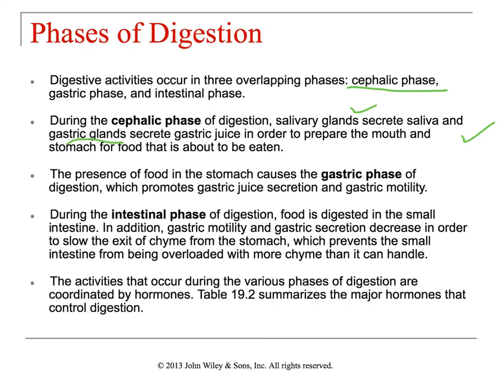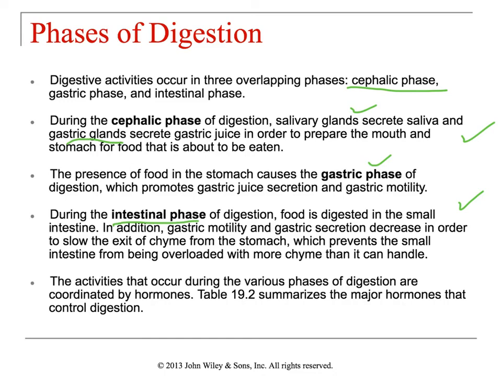Okay, so after you eat the food, it hits the stomach, and that leads to the gastric phase of digestion. So more gastric juices are released, and the stomach's moving around even more. Now the last phase is the intestinal phase. Food's going to start leaving the stomach slowly and entering the small intestines.